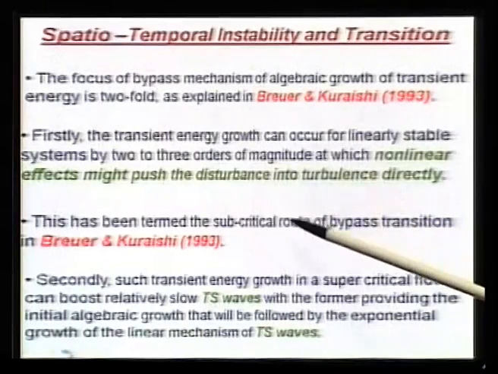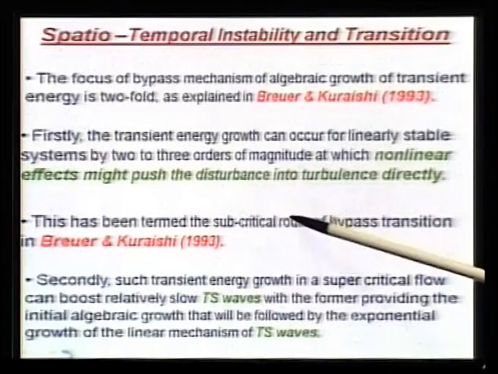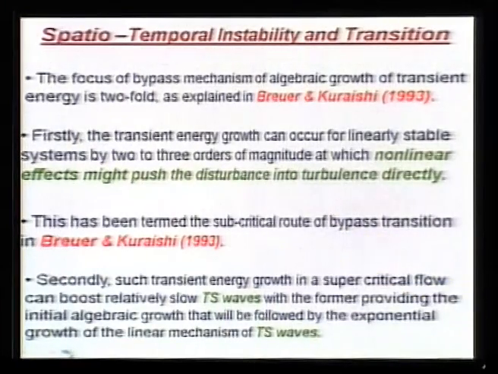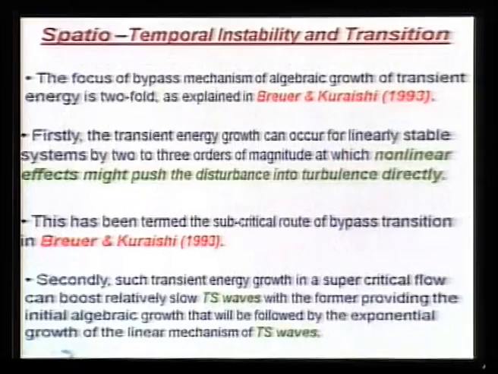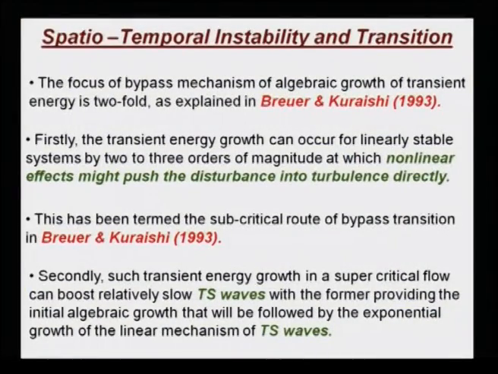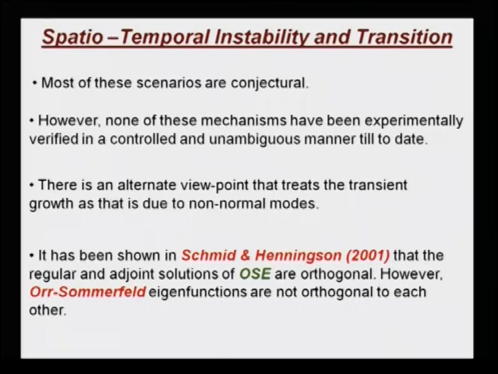If this happens in those scenarios where viscous instabilities are not predicted, then that will be the subcritical route, as pointed out by Breuer and Kurian. The second route could be that you are in the post-critical stage. So, you already have weak Tollmien-Schlichting waves, and now over and above, if you have a layer of algebraic growth, you will have a compounded effect, and that would lead to turbulence too. So, these two are the motivations for why people want to study algebraic growth.